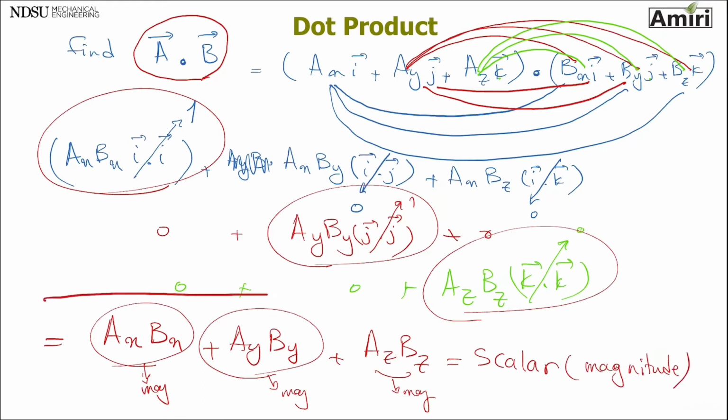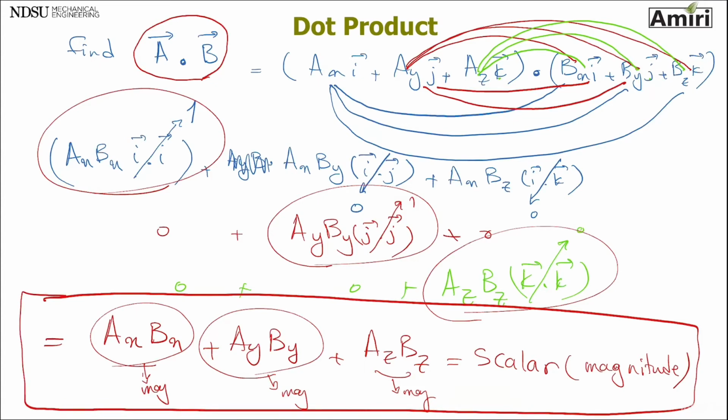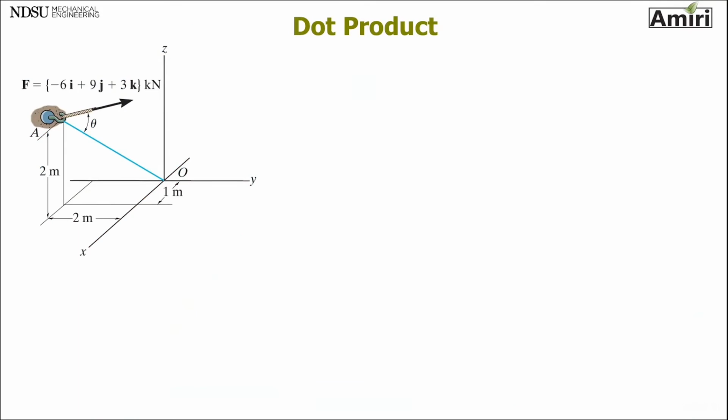Okay, so this is how you do dot product if you have components of two vectors. I will go over a lot of examples when it comes to using dot product. Okay, so let's go back to those two applications. One, find angle theta. So you have a force which is -6i, 9j, and 3k, and you have a direction AO. Find the angle theta between force F and vector OA. One of them is a force, one of them is just a position vector. It's just a vector. Both of them can be a vector. Both of them can be a force.